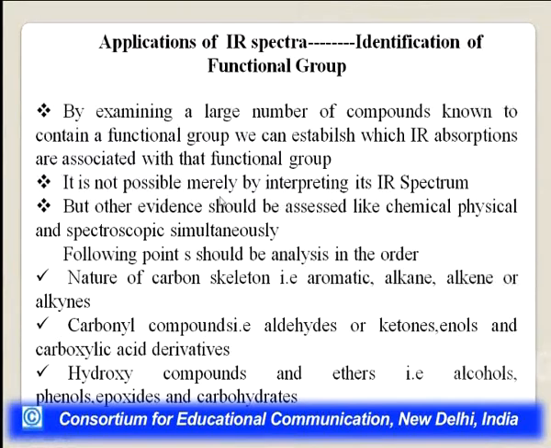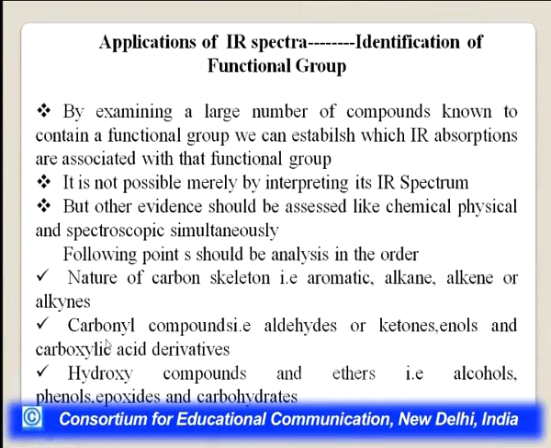It is not possible merely by interpreting its IR spectrum to analyze a complete organic compound, but other evidence should be assessed simultaneously, like chemical, physical and spectroscopic. The following points should be analyzed in order. We should first analyze in the IR spectrum of the organic compound the nature of the carbon skeleton, that is, whether it is aromatic in nature or it is alkane, alkene or alkyne. So which kind of carbon skeleton is present in the given organic compound.